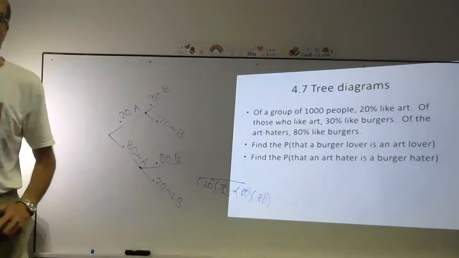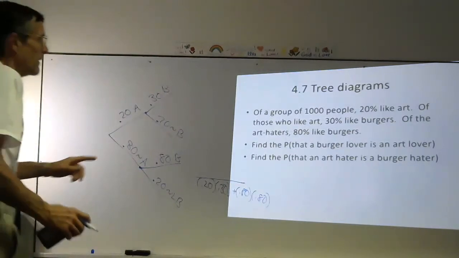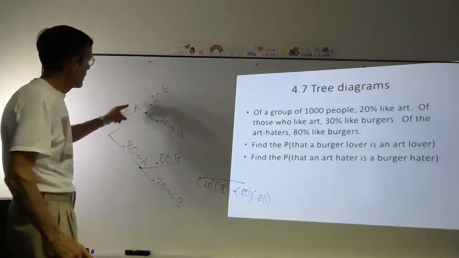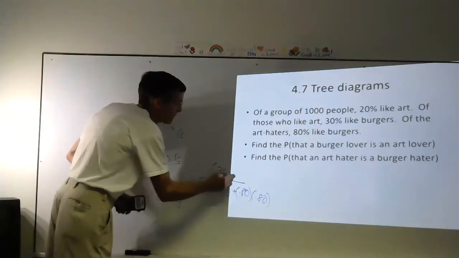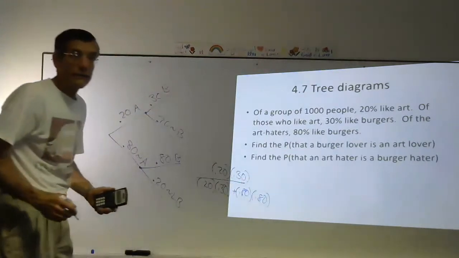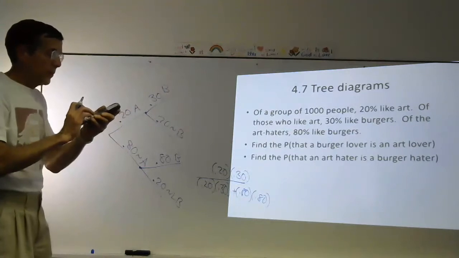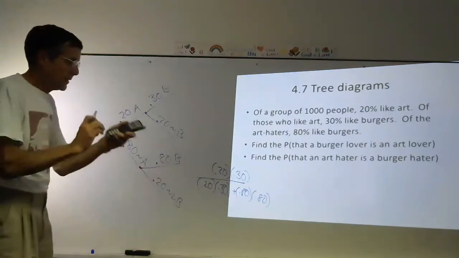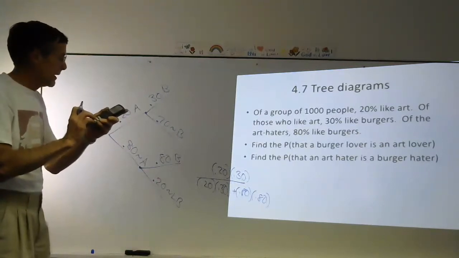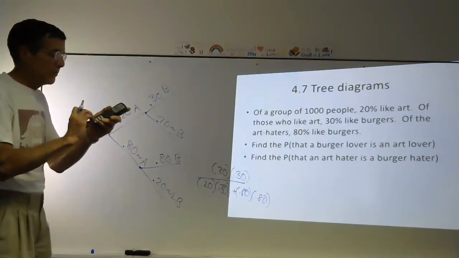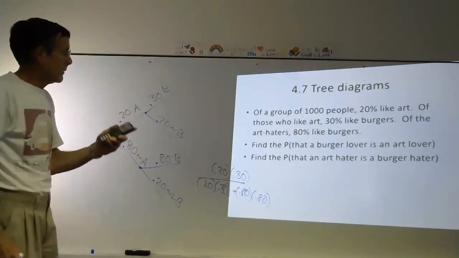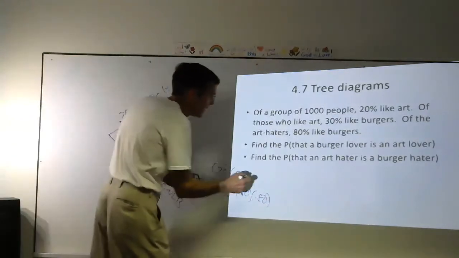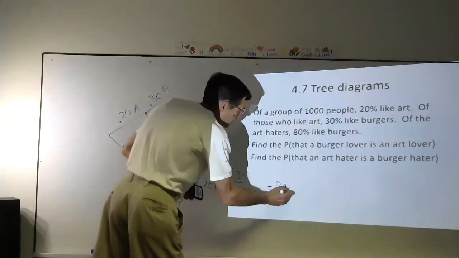Yeah? Okay? Find a probability that a burger lover is an art lover. Where are the art lovers? Up there, the 0.20 times 0.30. Right? Okay? Do the math. 0.20 times 0.30 divided by parentheses, 0.20 times 0.30 plus 0.8 times 0.8, close your parentheses. And what's the chance that a burger lover is an art lover? It's only about 9%. Okay?